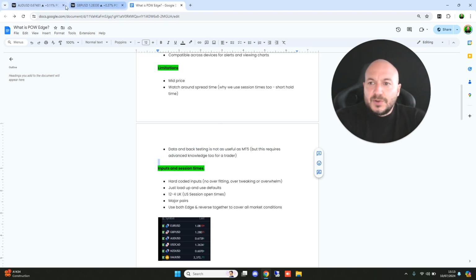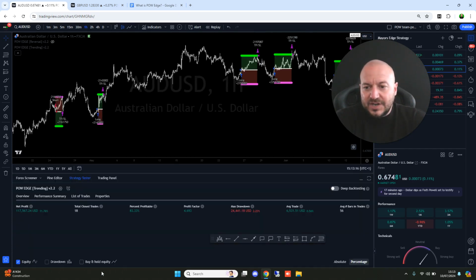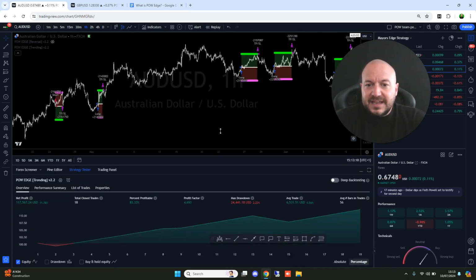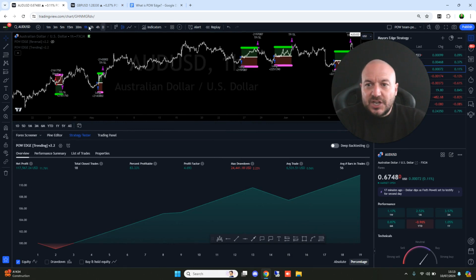Data and back testing. So when you click here, look, click strategy tester. This gives you the data of this strategy on the 1 hour time frame. Different time frames are going to give you different results. So what I suggest you do is find what works for you in relation to how you want to trade, but make sure you're also trading the trending and the reversal strategies together because you're covering different market conditions at the same time. So this trending strategy's got data here on 18 trades, 83% win rate, profit factor 4.6.